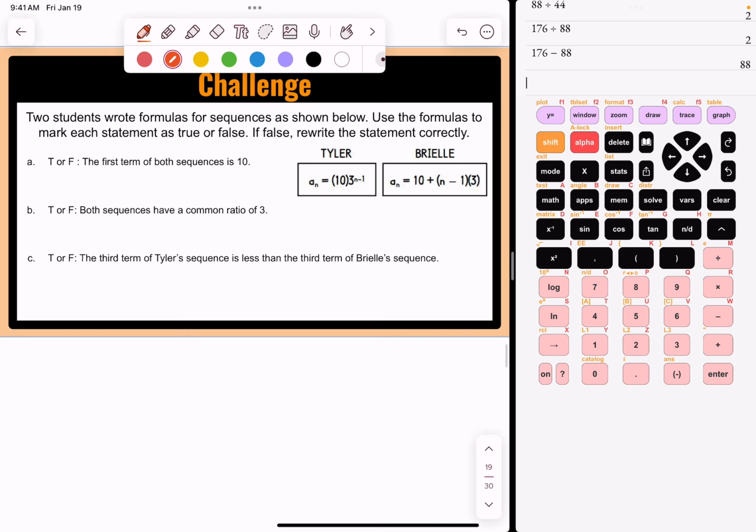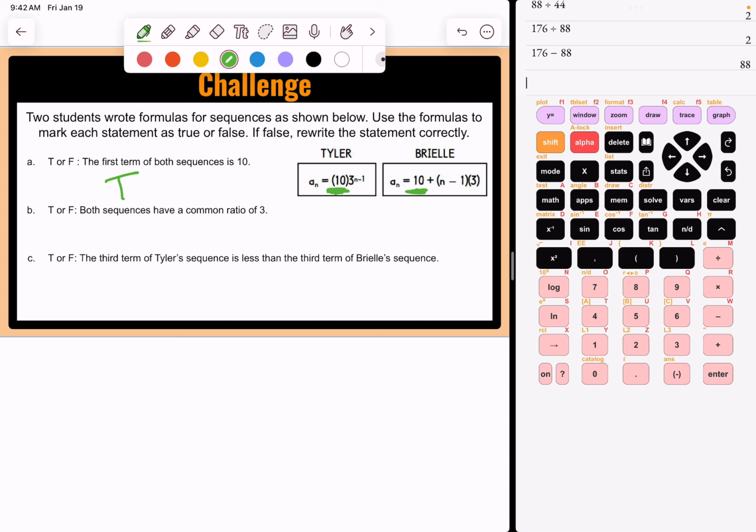2 students wrote the formulas for sequence as shown below. Use the formula to mark each statement as true or false. If false, rewrite the statement correctly. All right, the first term of both sequences is 10. Well, here A1 is 10, and here A1 is 10. That's true.